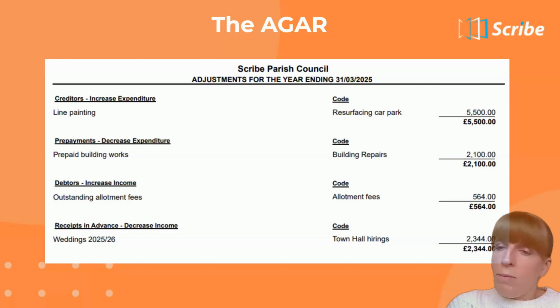Debtors, we talked about: customers owe us for services we've provided. Again, the opposite to that, receipts in advance, where we've had money in, but they haven't had the service yet. So the example there, we're hiring out our town hall for a wedding. They've paid for it, but the wedding takes place in next financial year. So we want to shift that income to show when it's relevant to. So these are all the things that you will be considering if you're working in income and expenditure. If you're working in receipts and payments, you do not need to worry about any of this. You're just recording what was paid and what was received when it actually happened, regardless of when it relates to.